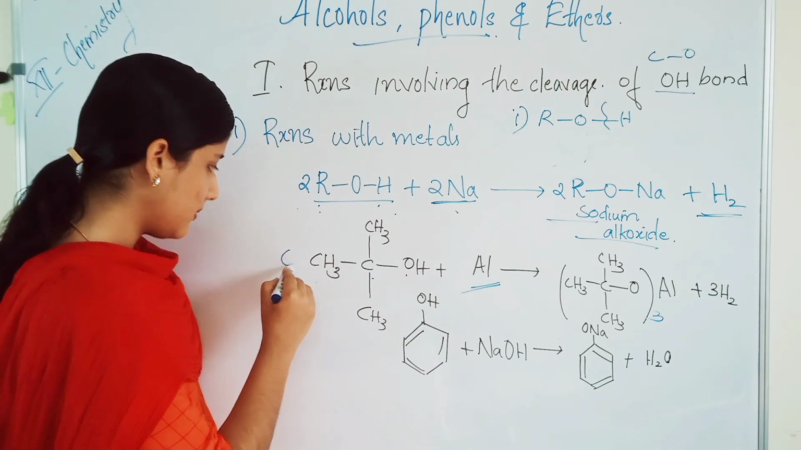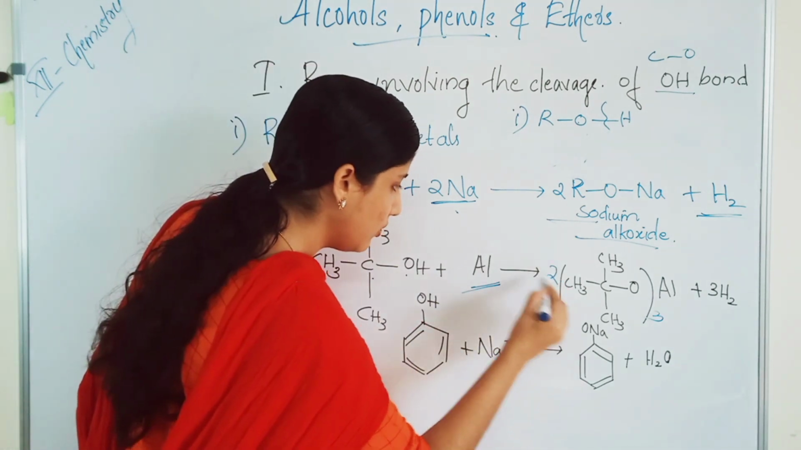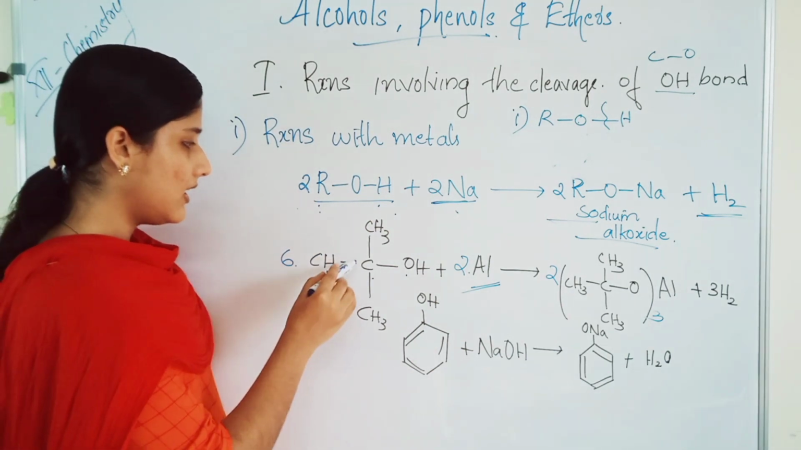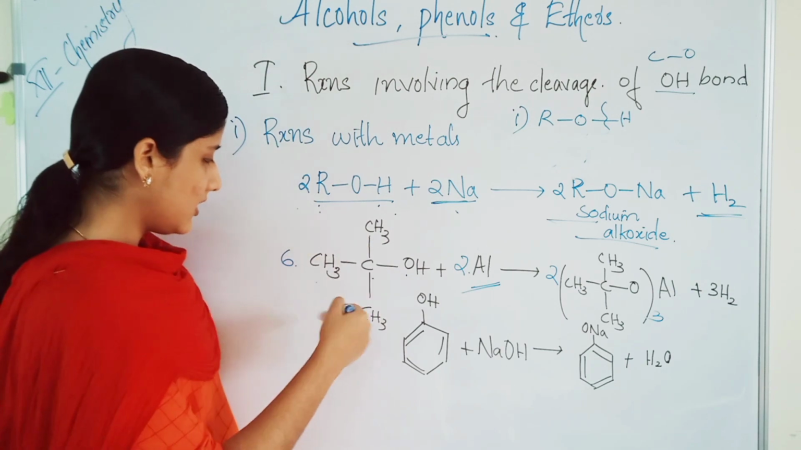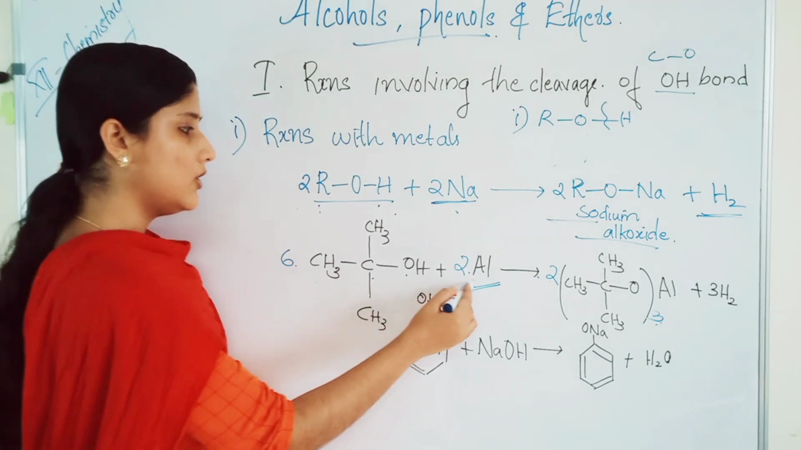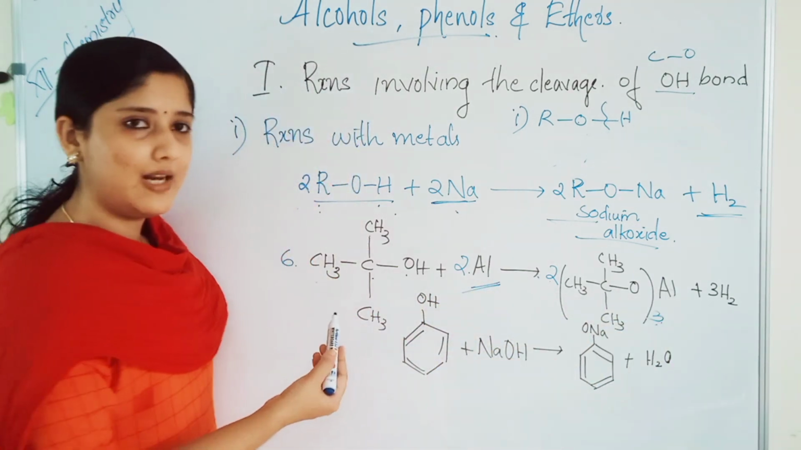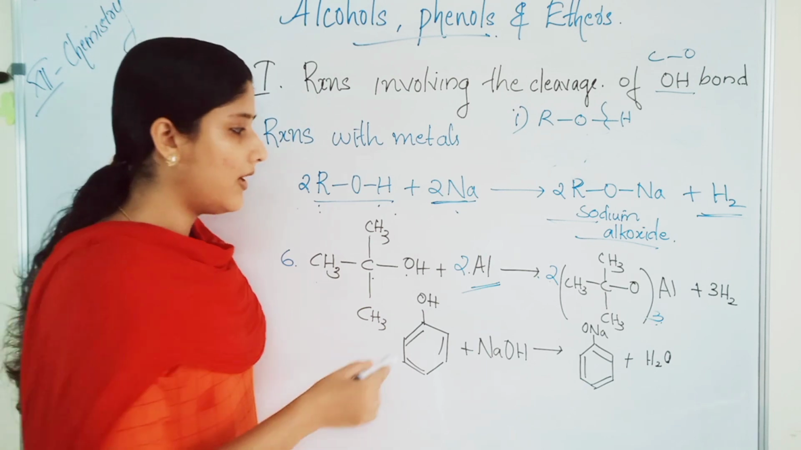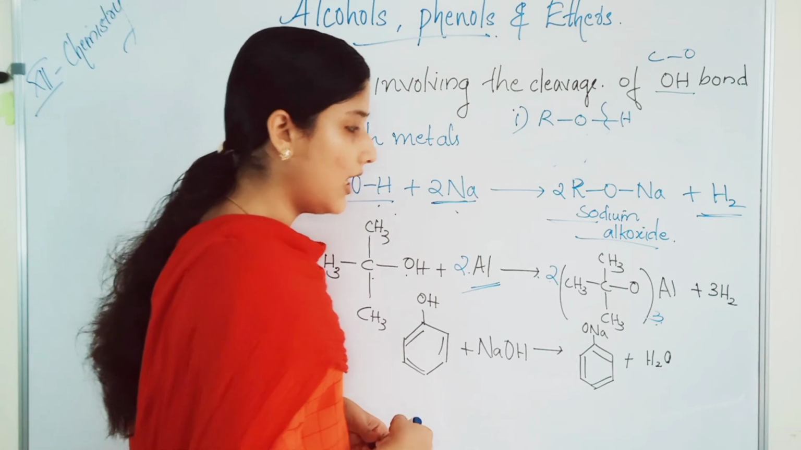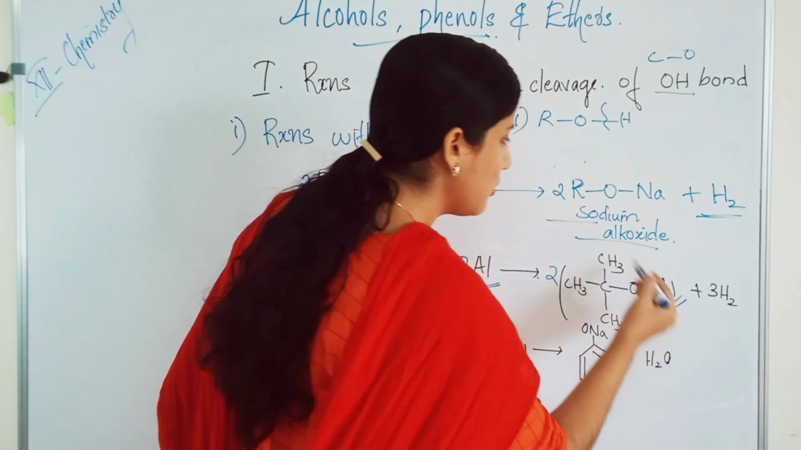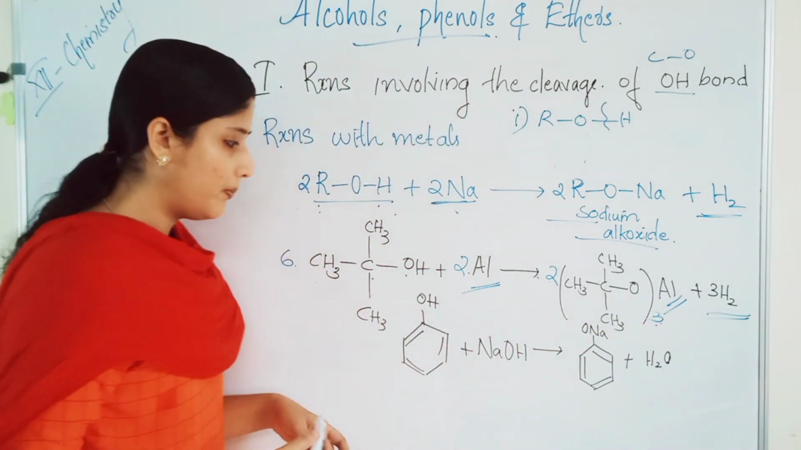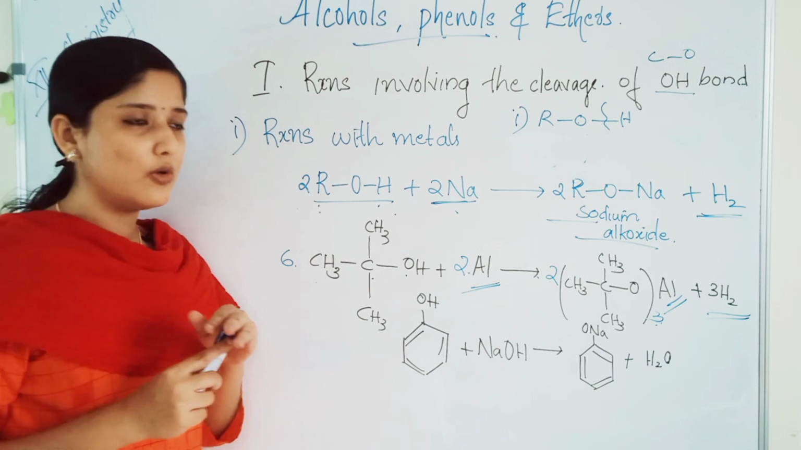And here you will get 6, I suppose, 6, because here you will get 2. Isn't it balanced? 6 tertiary butyl here, also 6 tertiary butyl, isn't it? 2 into 3. Correct. 2 aluminium here, and 2 aluminium here. Balanced equation. Tertiary butyl alcohol will react with aluminium to give aluminium tertiary butoxide, an aluminium alkoxide. It is not sodium alkoxide, it is aluminium alkoxide, plus 3H2.